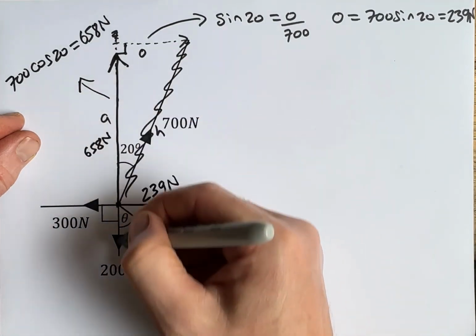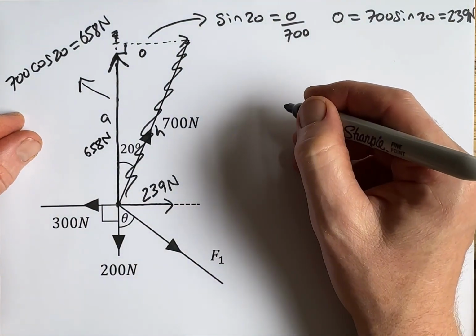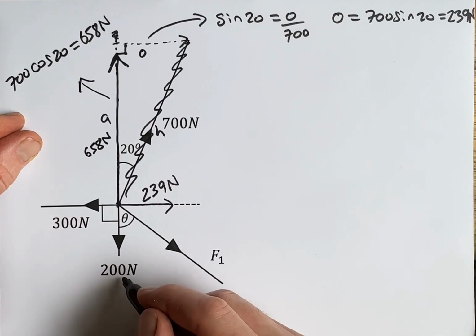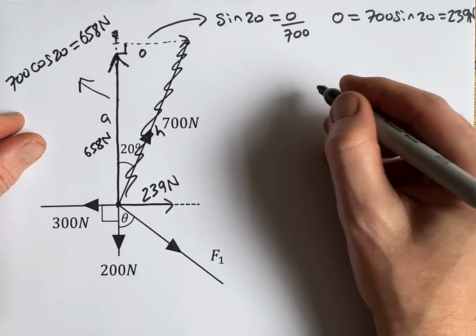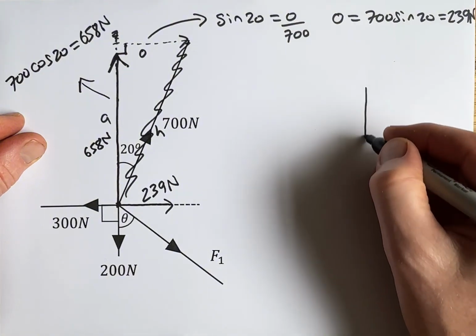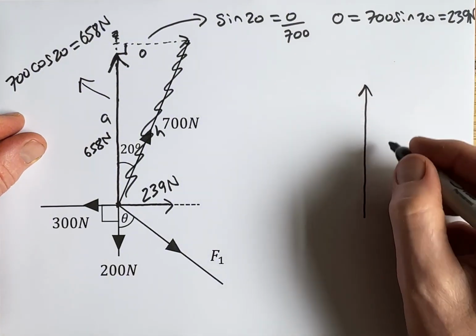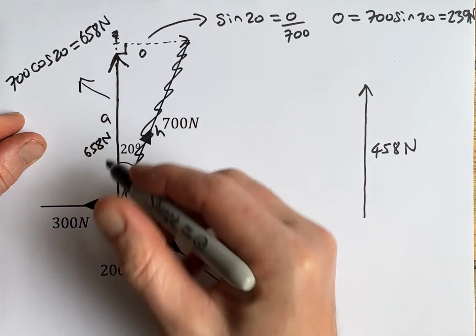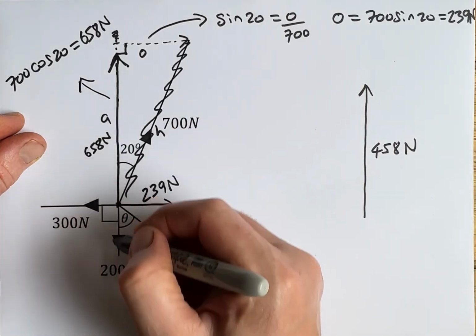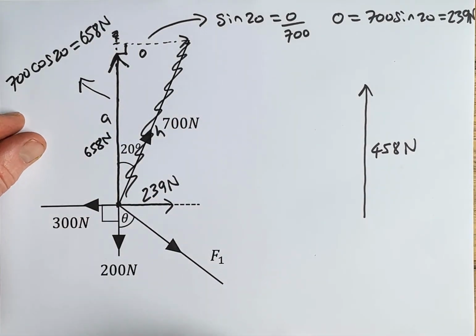So if we consider the vertical forces now, we're going to have 658 take away 200, which gives us a force of 458 acting vertically upwards. So that's 458 newtons. That's just taking the 658, minusing the 200 because they're in opposite directions and they're vectors.